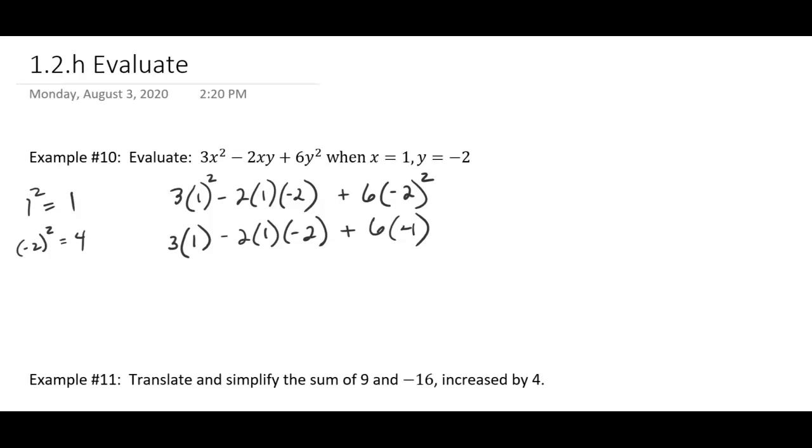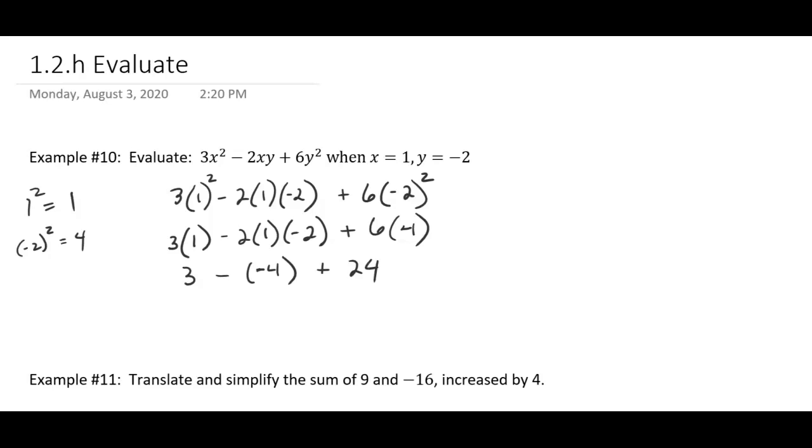You have to think negative 2 times negative 2. So negative 2 squared is going to be a positive 4, right? Negative 2 times negative 2. So I'll indicate the multiplication with the parentheses. Okay, now I have some multiplication. 3 times 1 is 3. Minus, and I can do all this multiplication at once. So I have 2 times 1 times negative 2, which is going to be a negative 4. Now, I'll fix that in a minute. Plus 24. 6 times 4.